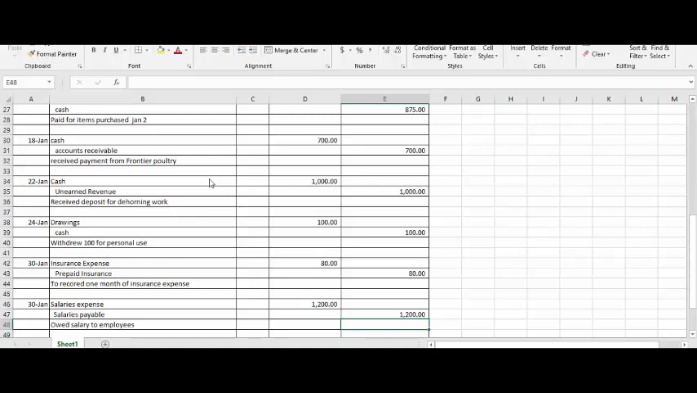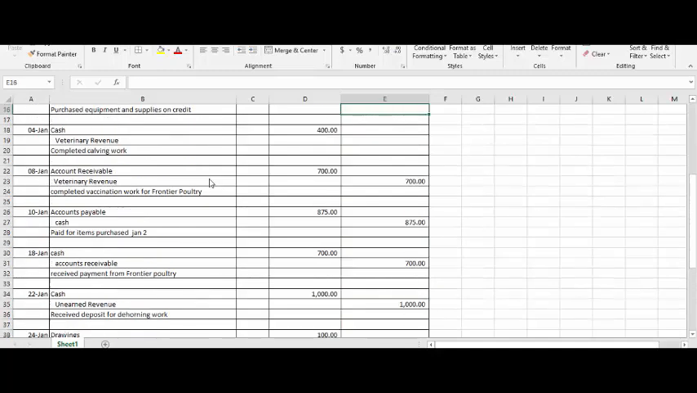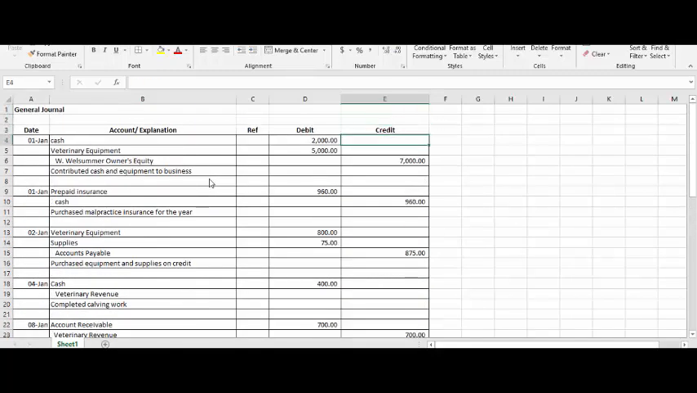And that's it for the general journal, almost. If we go up here, we see there's this reference, and we'll look at this reference in the second part of this exercise when we post these to the general ledger.